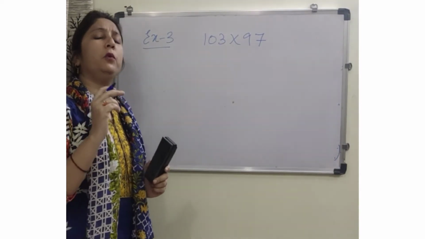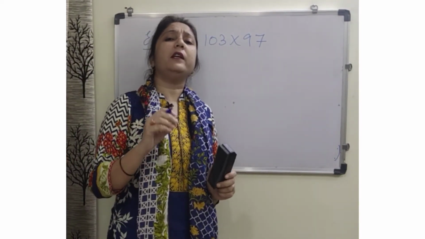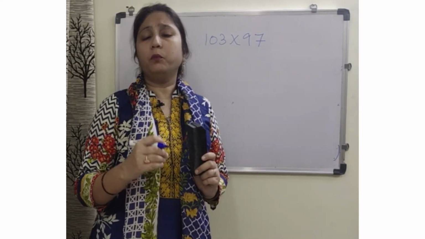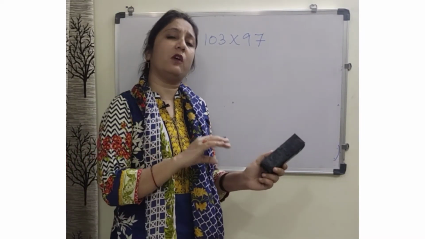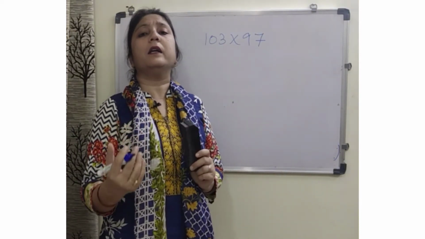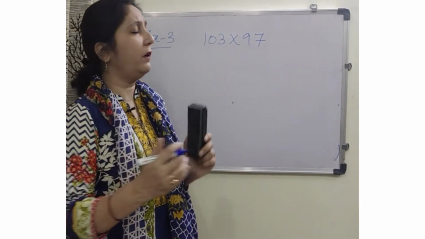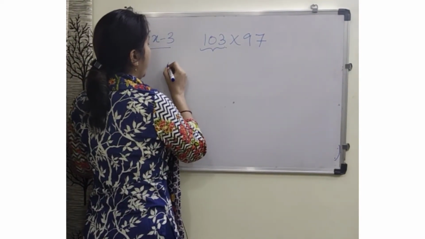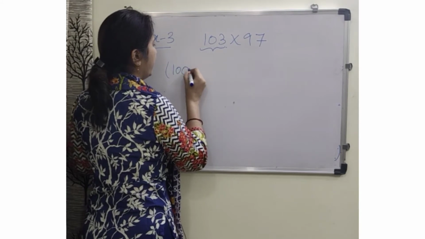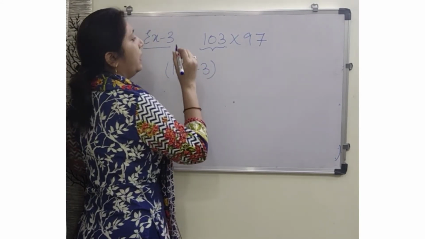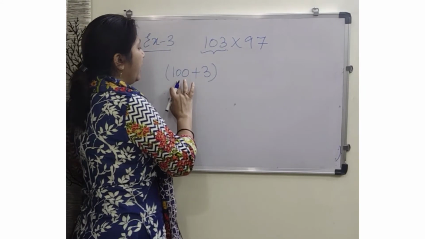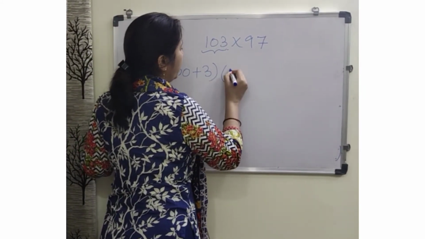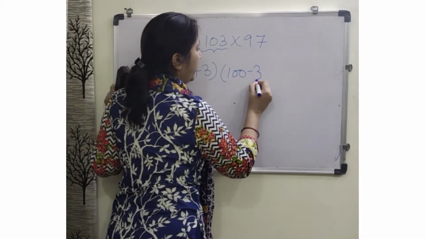The only thing you need to check is whether you can express one number as the sum of the same terms and another one as the difference of the same terms. Like if we consider the bigger one, 103, children, you can write it as 100 plus 3. Fine. Now if you subtract 3 from 100, you will obtain 97. So it is 100 minus 3.